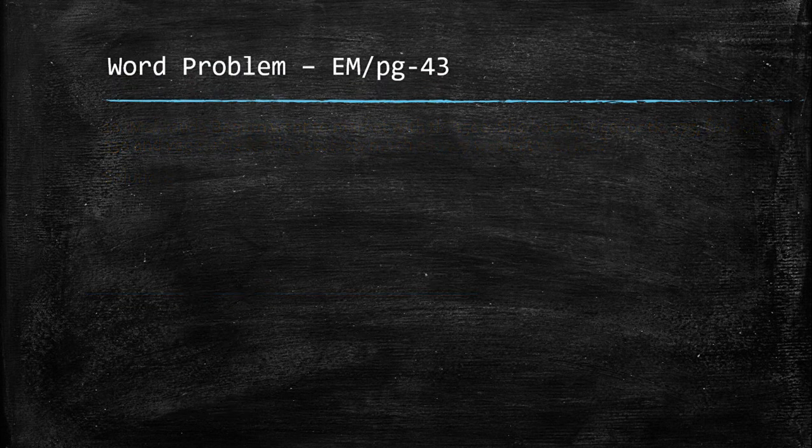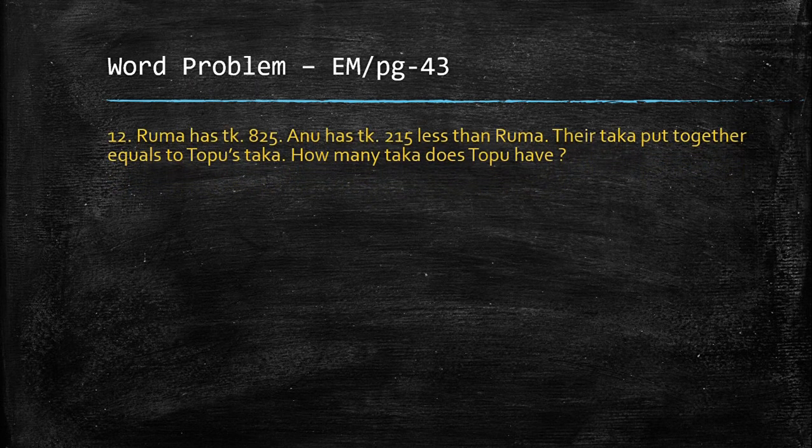So our next problem is problem number 12. Let's read the problem. Ruma has taka 825. Onu has taka 215 less than Ruma. Their taka put together equals Topu's taka. How many taka does Topu have?